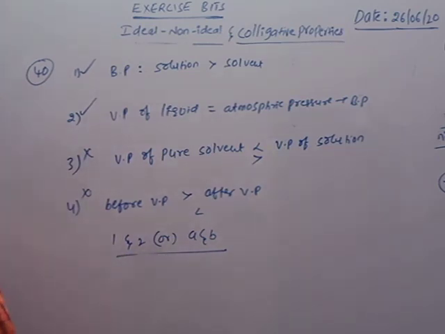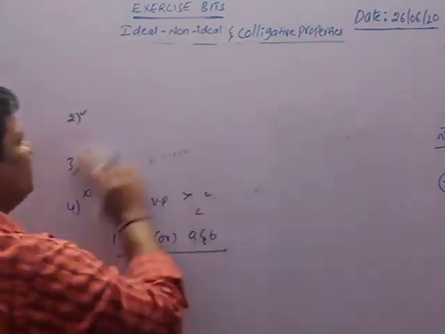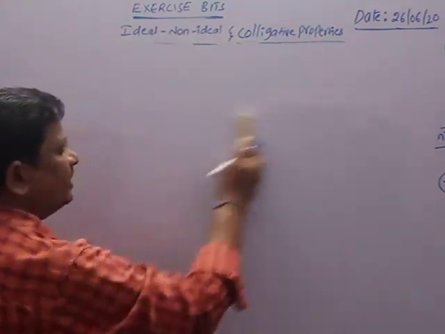Now the next bit is bit number 43. The remaining bits, 41 and 42, are conceptual bits. So then the next bit is bit number 43.